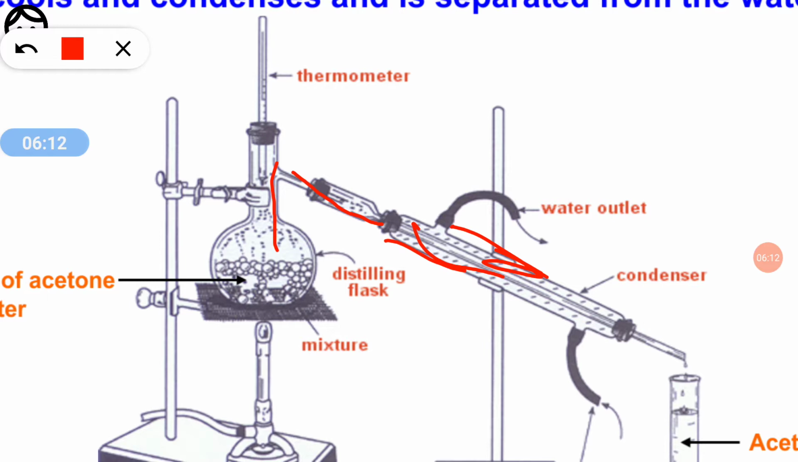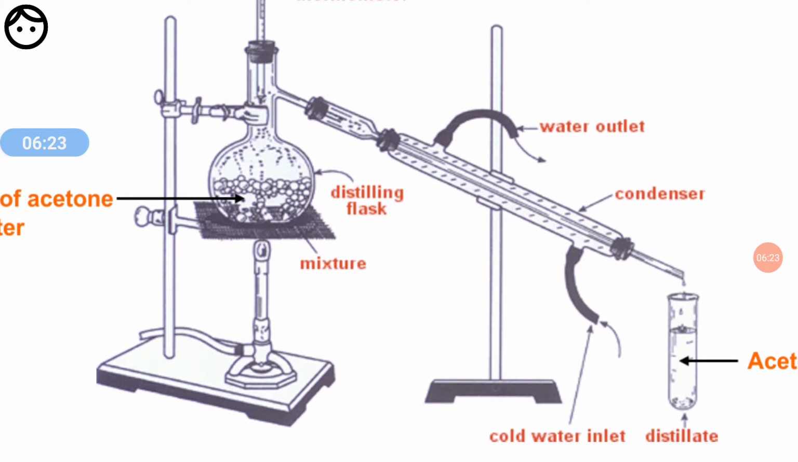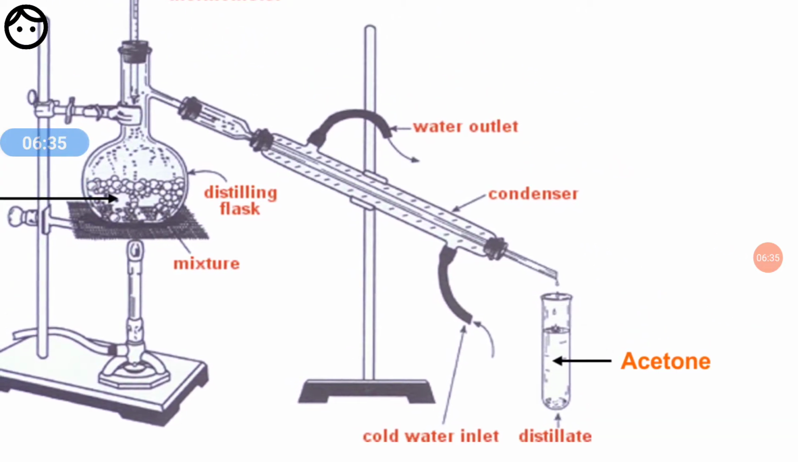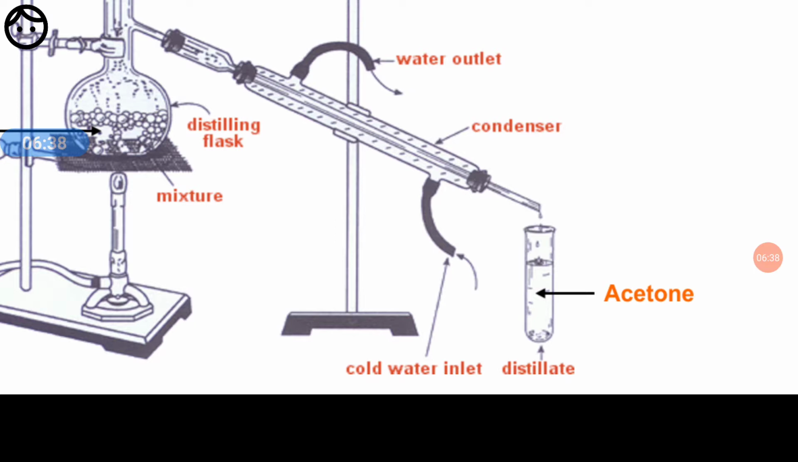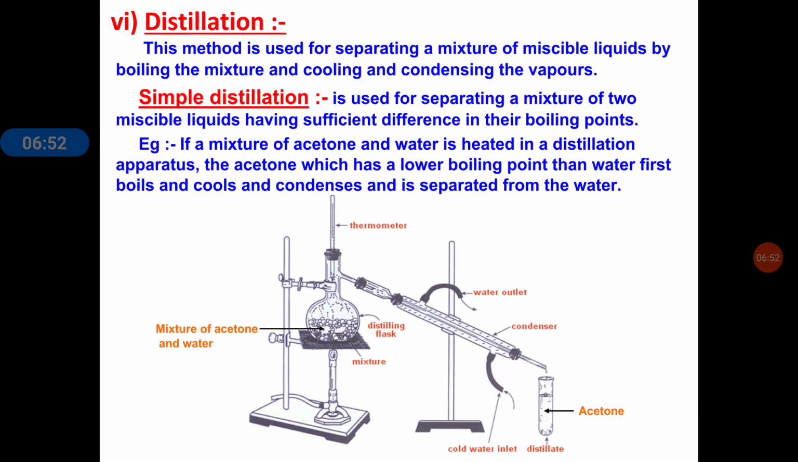As soon as this boiling acetone passes through the tube of the condenser, the water entering from the cold water inlet immediately condenses the vapors of the acetone. That condensed vapor gets converted into liquid, and that liquid gets collected in this test tube. This is called acetone, and the liquid collected after condensation is called the distillate. In this way you can separate the acetone from the water. So this method is called distillation.